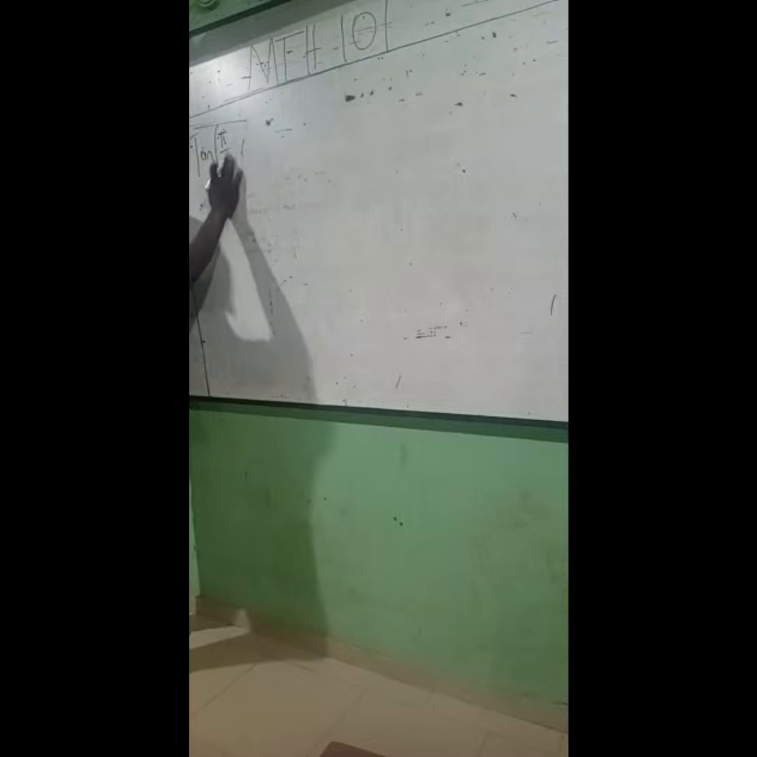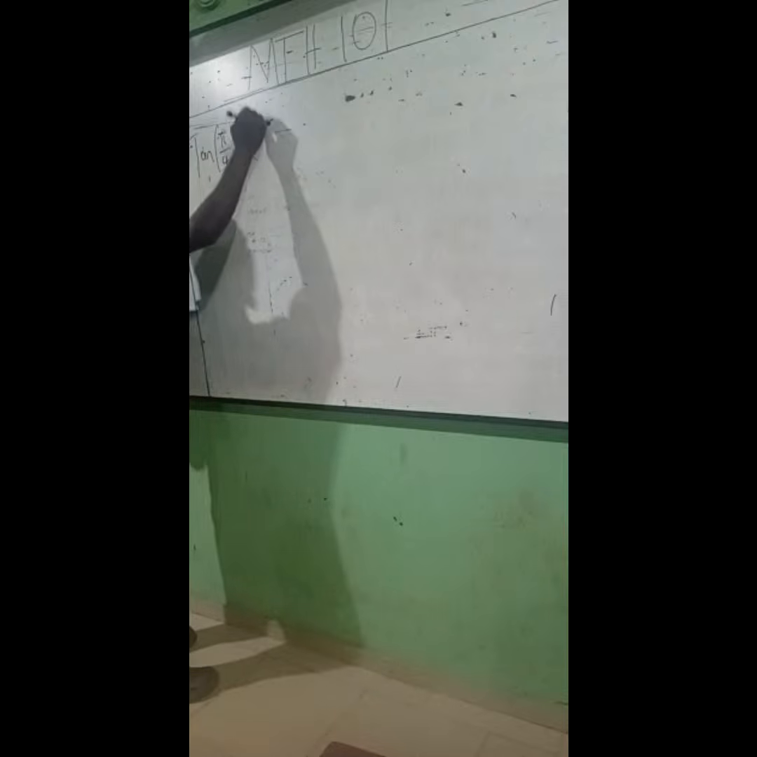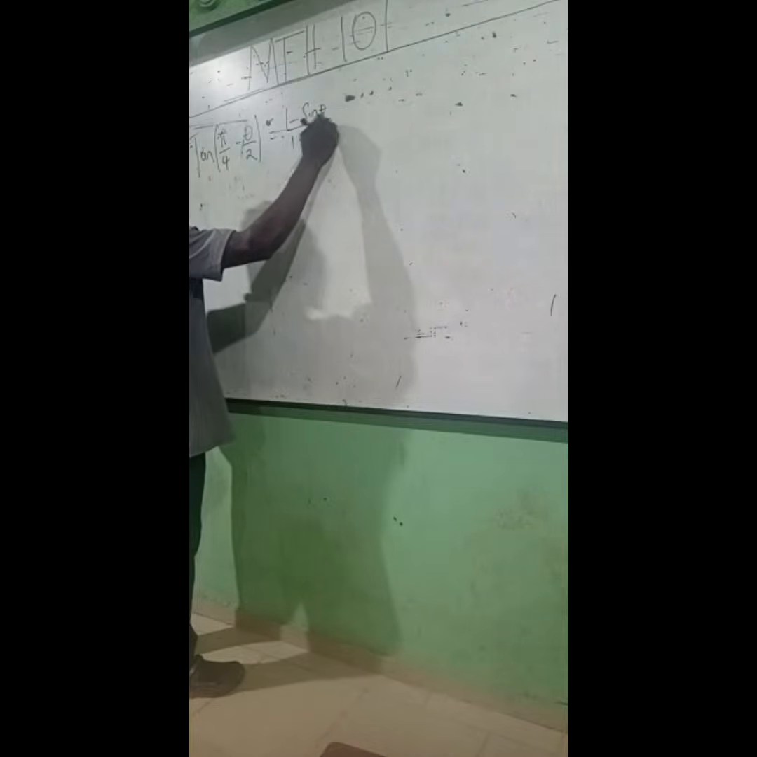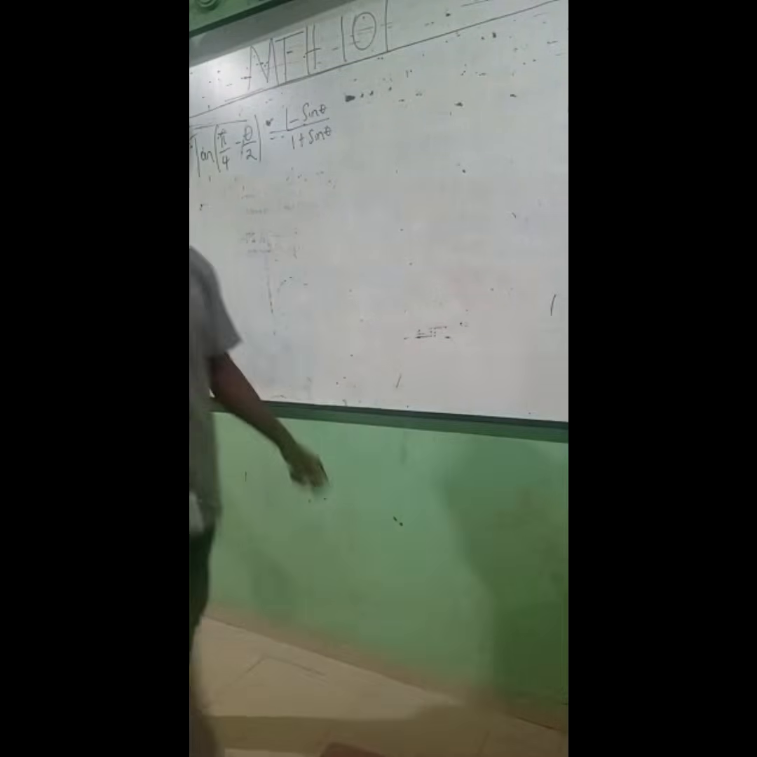And 5 over 4, right? And theta over 2 equals to 1 minus sin theta over 1 plus sin theta. So we have to show that this left side is equal to the right side, isn't it?